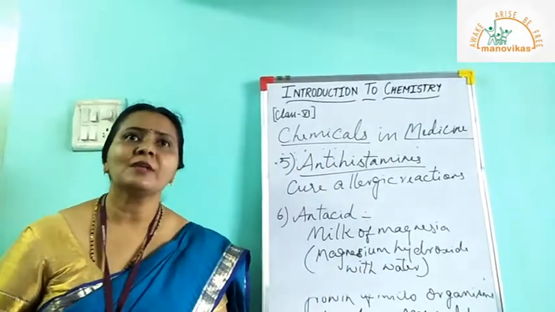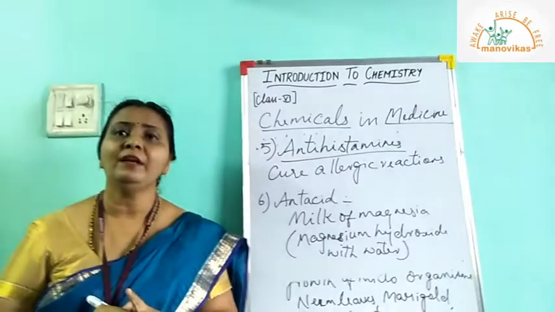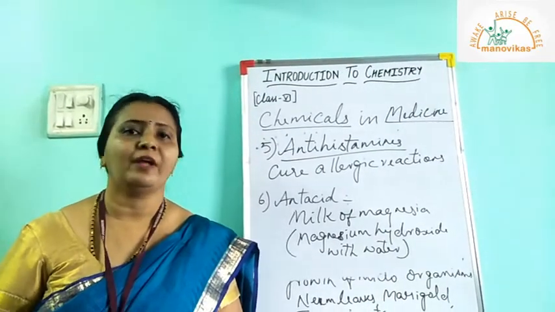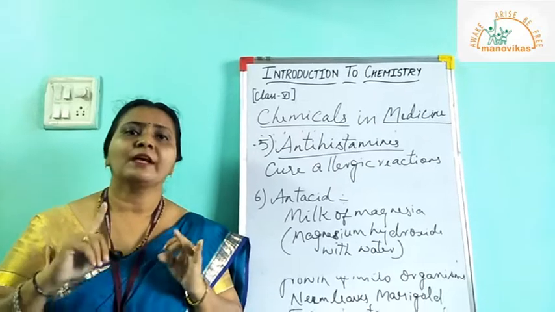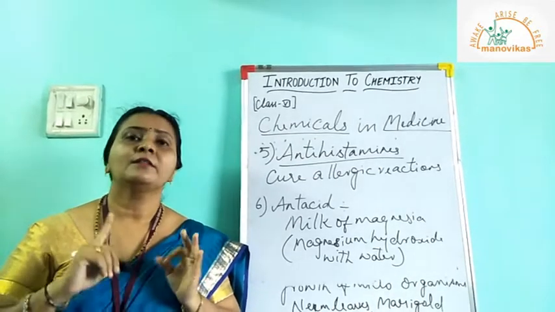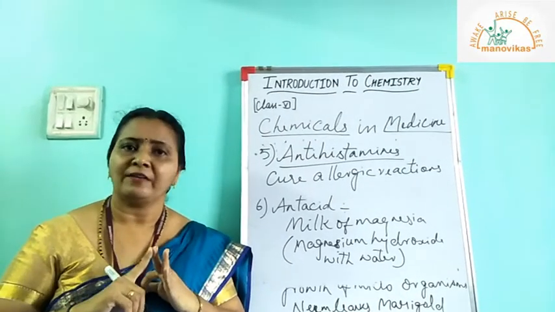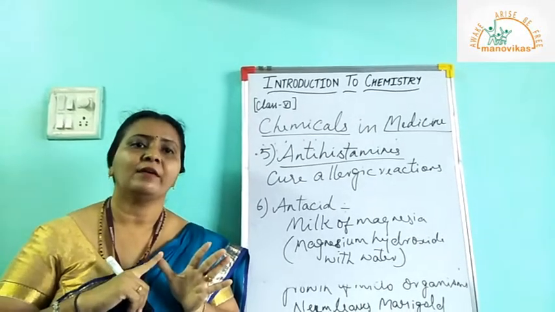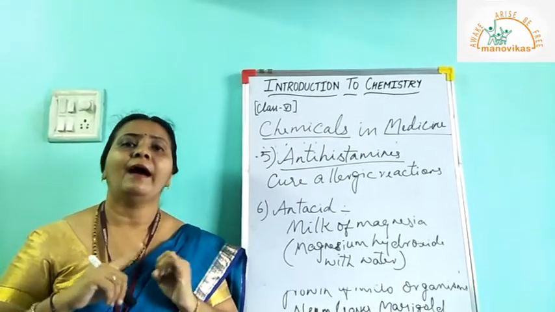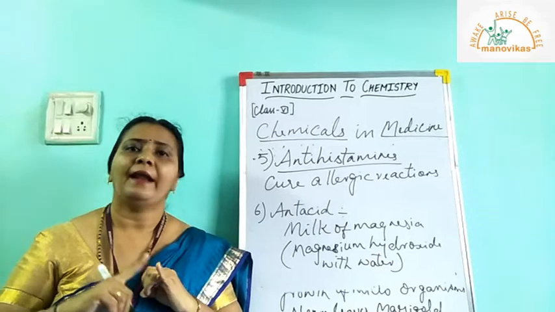So students, this is how the medicines have been classified based on their purpose. First we discussed antibiotics, second analgesics, third antipyretics, fourth antiseptics, fifth antihistamines, and sixth antacids.